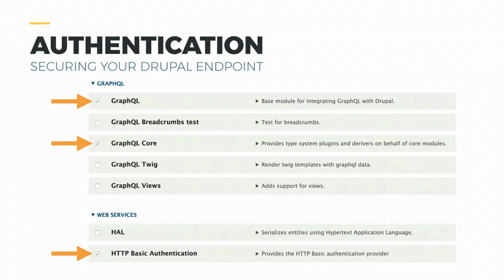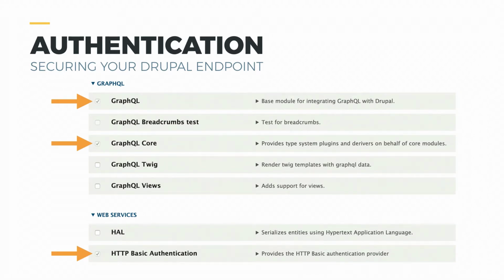But once you've added that to your site, you're going to see a GraphQL section on your modules page. You just need to install the GraphQL module, which gives Drupal an endpoint but no content, and then the GraphQL core module, which gives you all the data from Drupal core's modules, right? Not from contrib modules, but it handles the content from core modules. And then lastly, to secure it, you're going to want to add the HTTP basic authentication. Install that module. This comes with Drupal core.